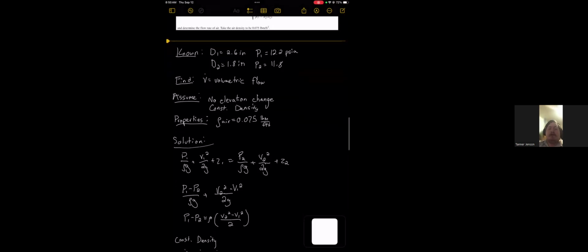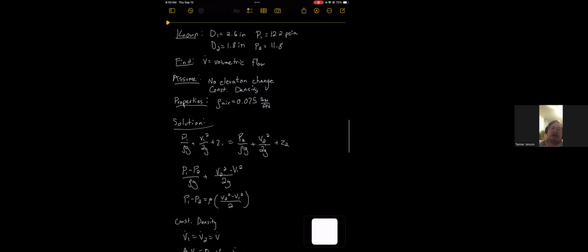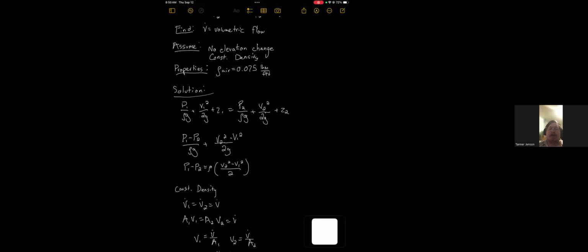So what we do know is, the diameter of the entrance is 2.6 inches and the diameter of the exit is 1.8 inches. We know the pressure at the inlet and the exit, and we need to find the volumetric flow rate. We can assume there's no elevation change, which means Z1 equals Z2, and that there's constant density in the process. The properties we're given are density of air is 0.075 pound mass per feet cubed.